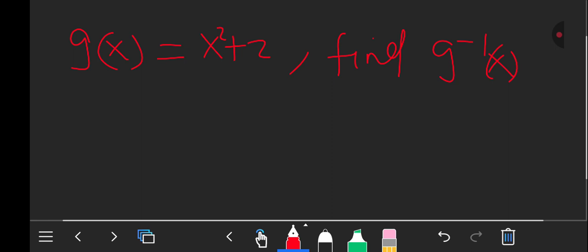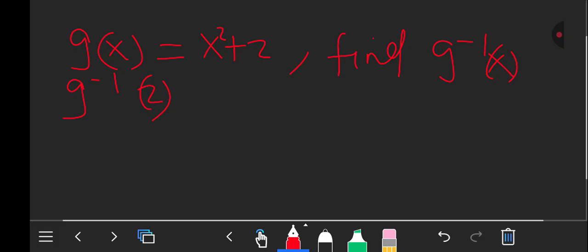Let's look at another example. Let me use a different function. Let's say I have g of x is equal to x squared plus 2, okay? Then the question is find g inverse of x. Then the second question is find g inverse of 2.